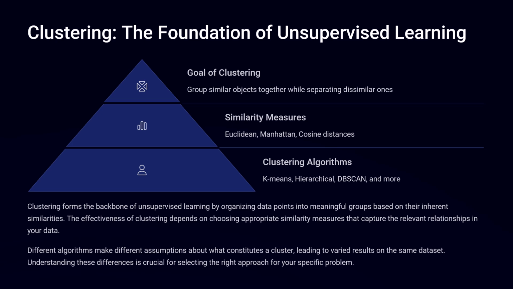Clustering forms the backbone of unsupervised learning by organizing data points into meaningful groups based on their inherent similarities. The effectiveness of clustering depends on choosing appropriate similarity measures that capture the relevant relationships in your data. Different algorithms make different assumptions about what constitutes a cluster, leading to varied results on the same dataset. Understanding these differences is crucial for selecting the right approach for your specific problem.